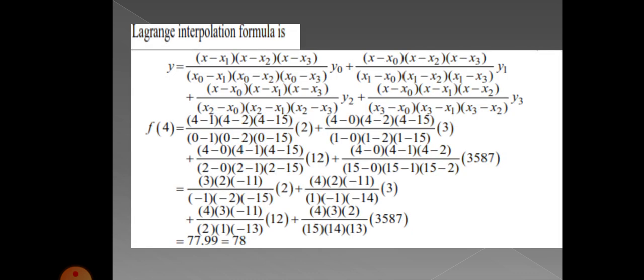Now we go into the Lagrangian interpolation formula. What they asked to find? They asked to find f of 4. First, there are two methods. If you are finding a polynomial, then instead of x you can apply 4. Otherwise, you can directly apply 4.